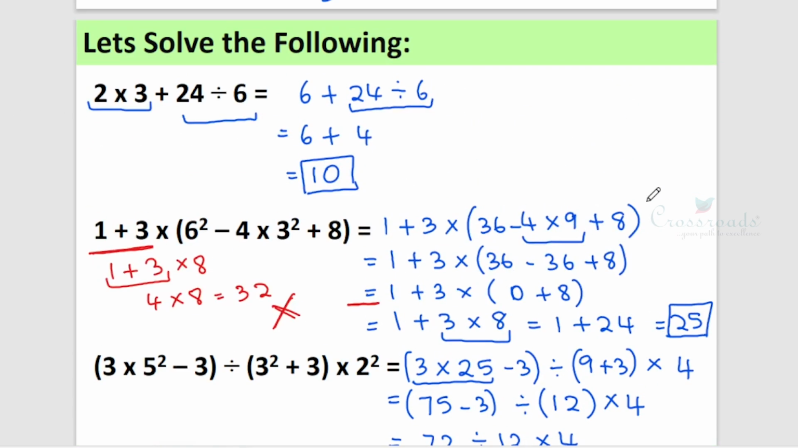I hope this is clear for everyone. You can once observe how the sums have been solved step by step.